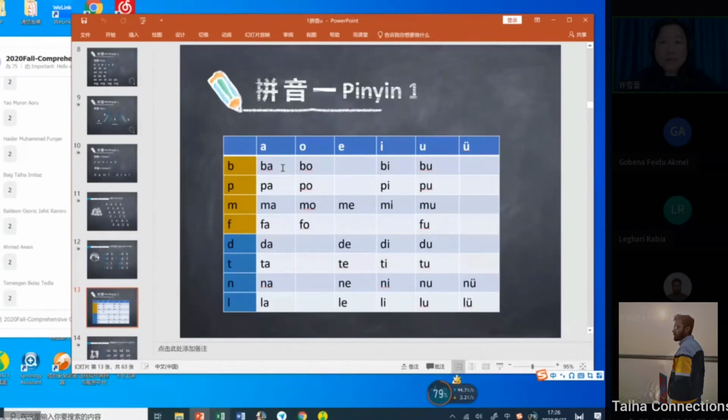Okay, let's read the syllable as a whole. Ba, pa, ma, fa, da, ta, na, la. Okay, now let's move on to this part. B, o, bo.